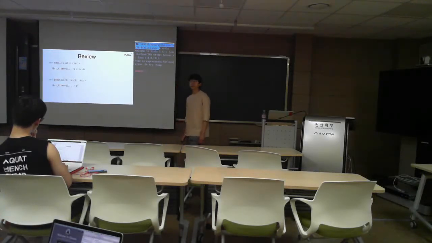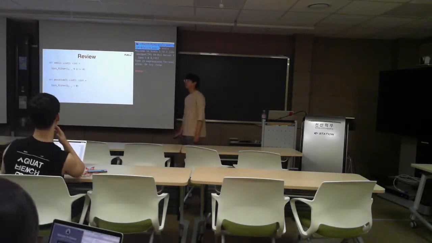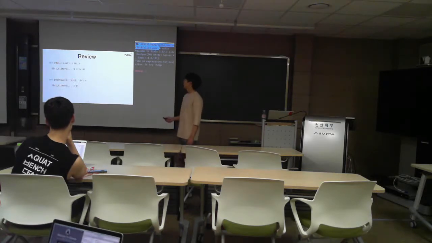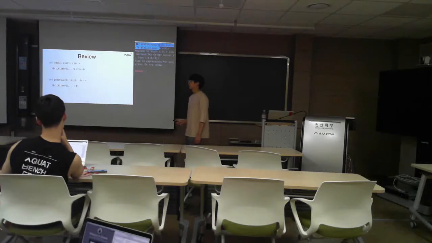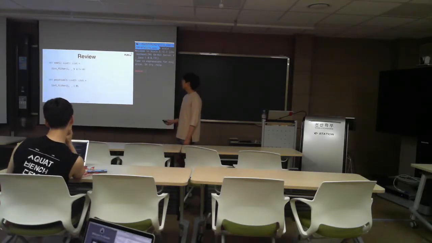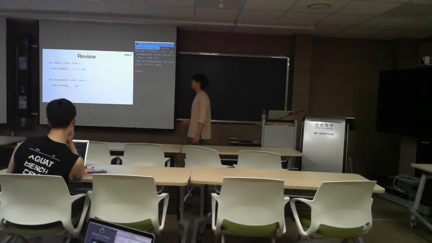Also, we implemented the filter function, list filter. It also takes two parameters. The first one is the list, and the second one is a predicate, which means a function from integer to boolean. If an element satisfies this predicate, then the resulting list will contain that element. And if the element does not satisfy this predicate, then it will be dropped from the returned list.